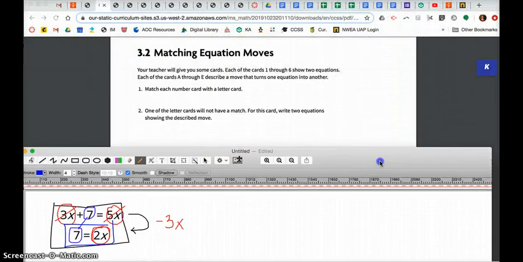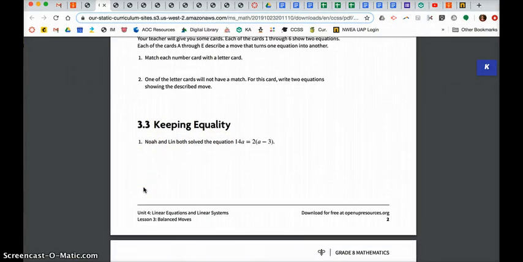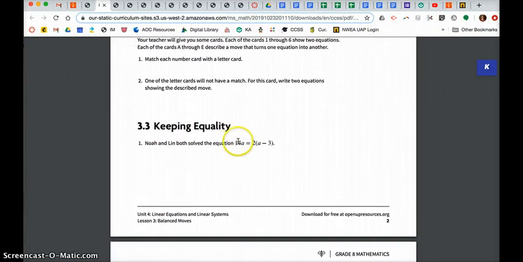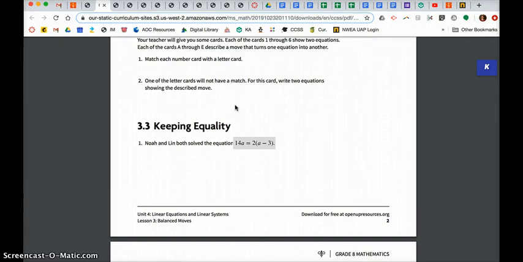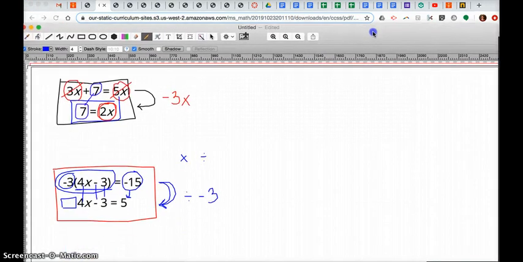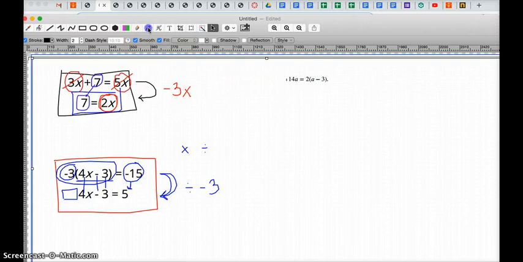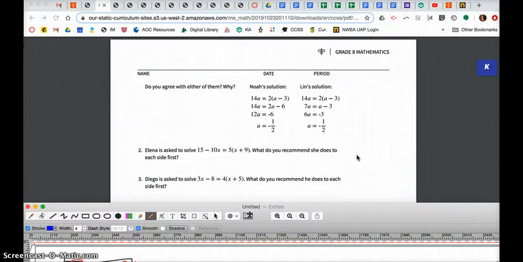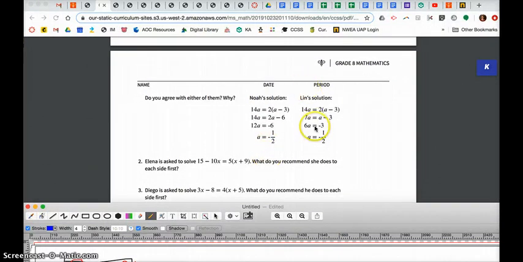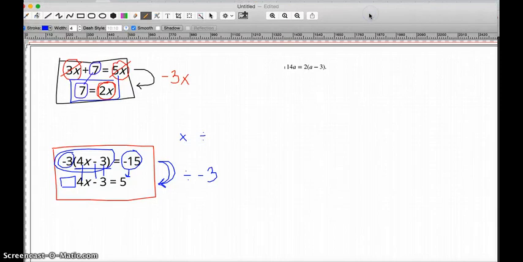So now that we have the understanding that whatever we do to one side of the equation, we have to do to the other side, let's take a look at part 3.3, where it's talking about Noah and Lynn solving this equation. So we have the equation 14a equals 2 times a minus 3. I'm going to throw that into our chart over here, or our notes over here. And let's take a look at it. The question in your book is showing you how Noah solved this and how Lynn solved this, and it's asking if we agree with them. So first I want to talk about how we would solve this.